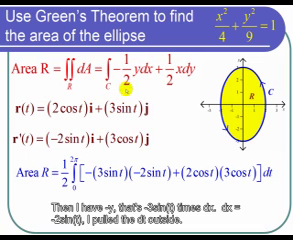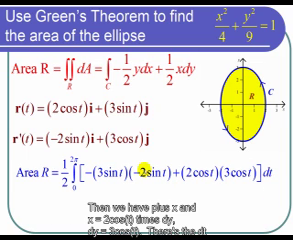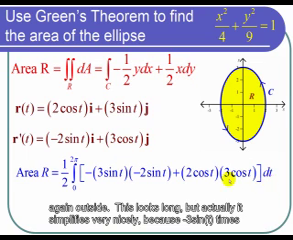And then I have negative y, so that's negative 3 sine t, times dx. dx is negative 2 sine t. I pull the dt outside, and then we have plus x, and x is 2 cosine of t, times dy. dy is 3 cosine t, and there's the dt again outside.